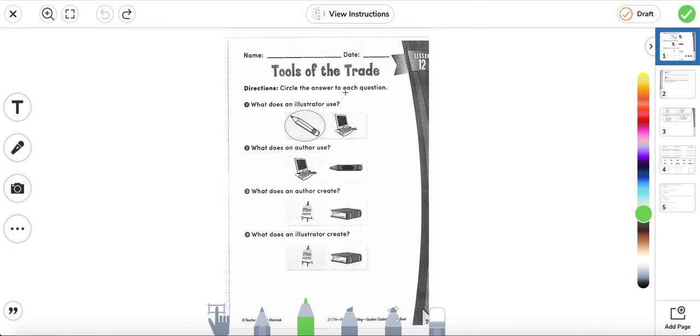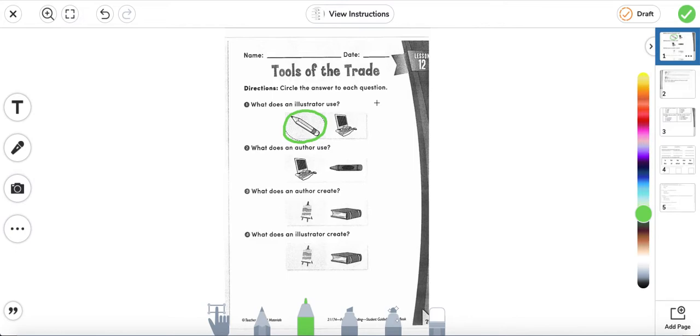Okay, tools of the trade. Directions. Circle the answer to each question. Number 1, what does an illustrator use? Does an illustrator use a pencil or a computer? The illustrator is more likely to use a pencil because an illustrator draws pictures. The illustrator is the one who draws the pictures in a story.